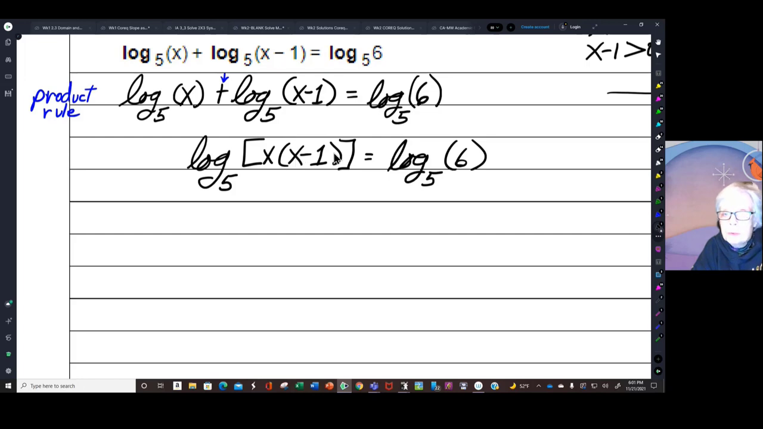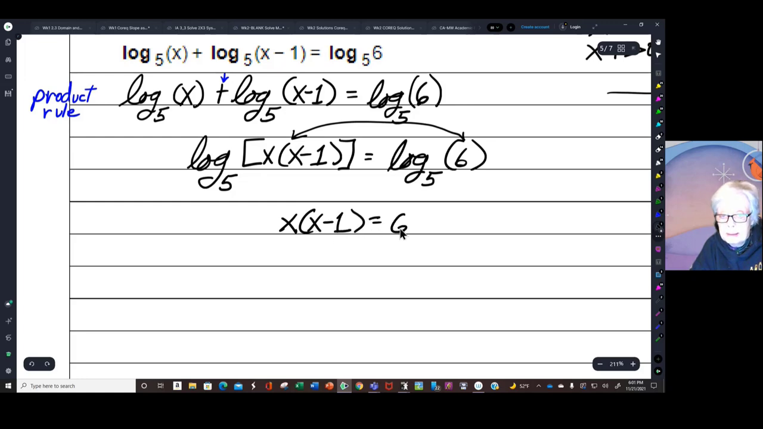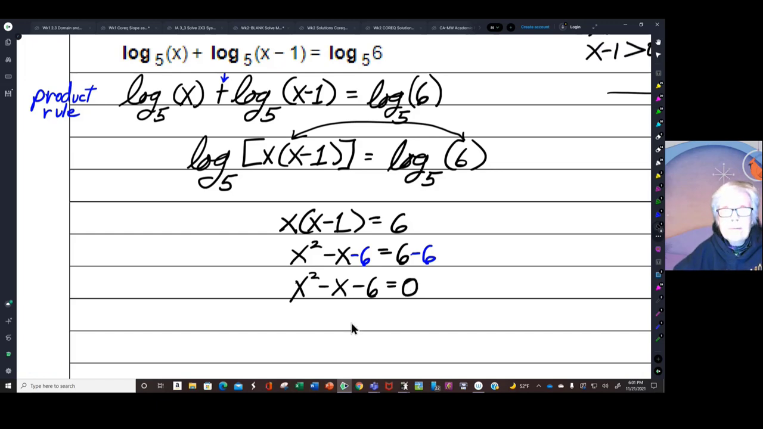The log of an argument equals the same log of a different argument. It has to be that these two arguments are the same, otherwise known as equal. X times x minus 1 equals 6. X squared minus x equals 6. Subtract 6 from both sides because you've got a quadratic equation. X squared minus x minus 6 equals 0. So we're going to factor.